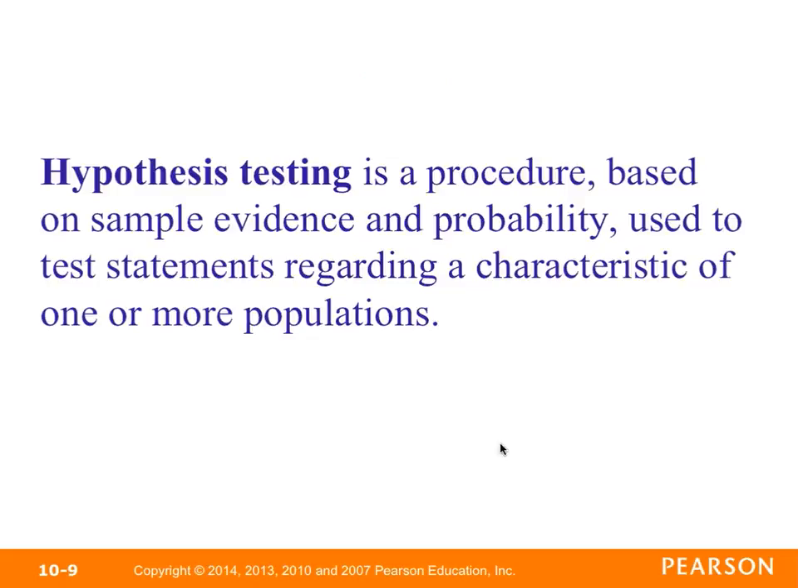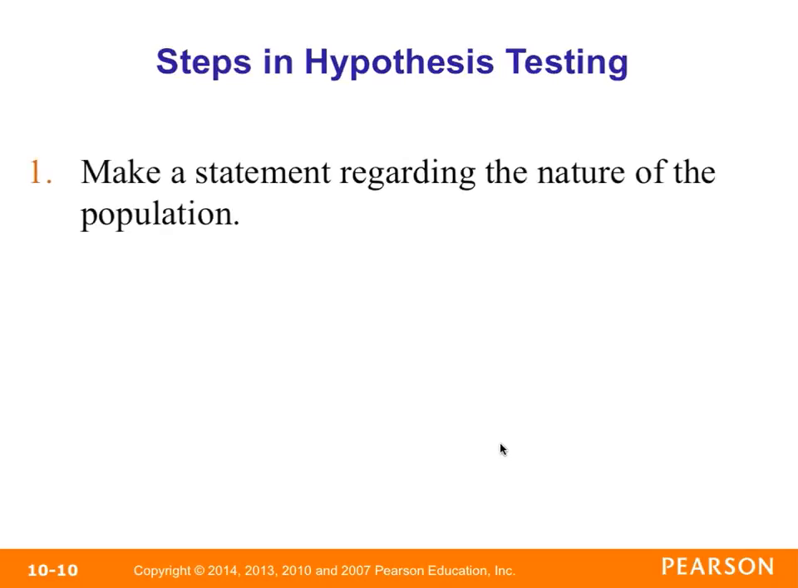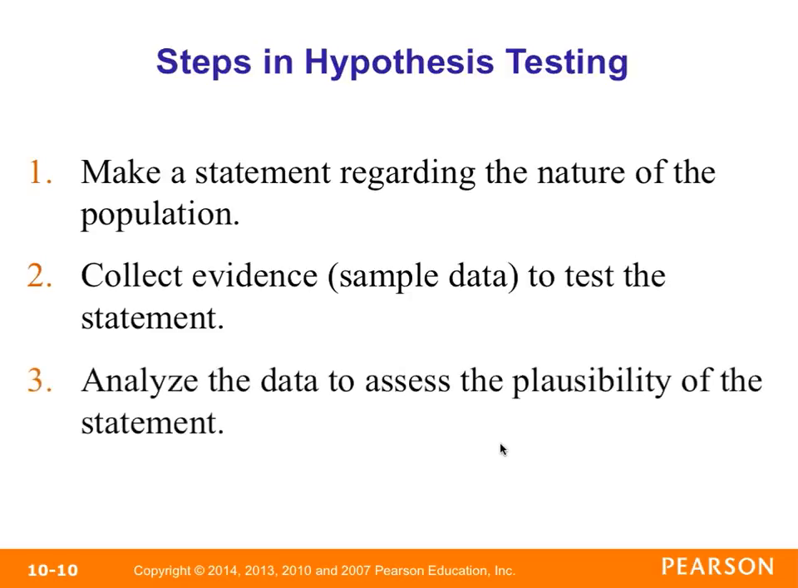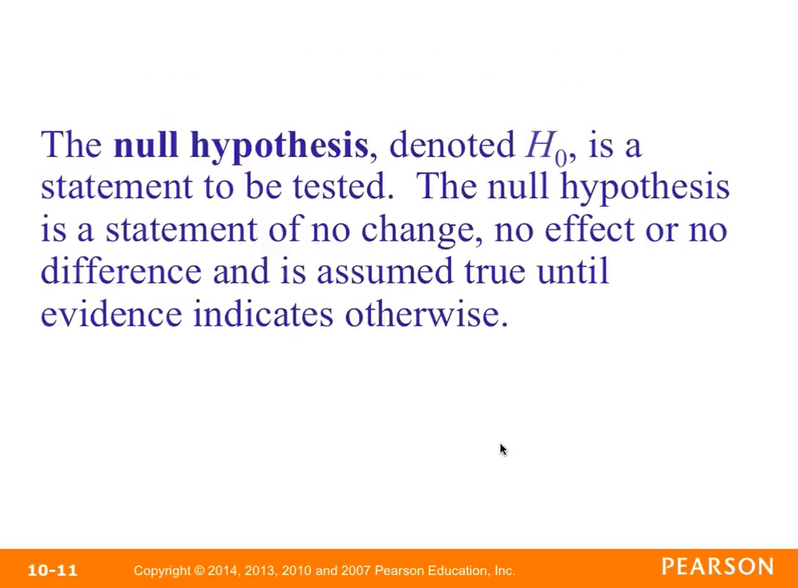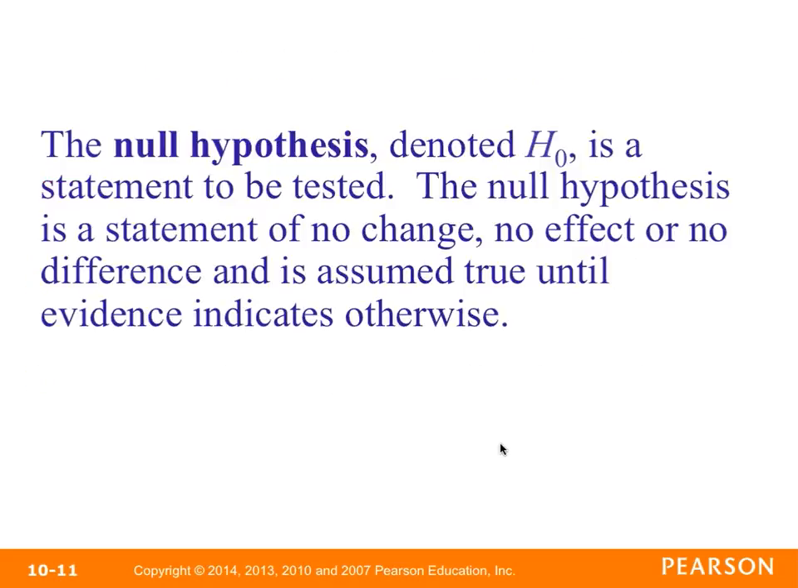Hypothesis testing is a procedure that allows us to do this. It allows us to take sample evidence and probability and test statements regarding the characteristic of one or more populations. There are several steps involved in hypothesis testing, and you don't need to memorize this, you just need to understand it. The first step is to make a statement regarding the nature of the population. Then you collect evidence, which is going to be your sample data, in order to test the statement. You analyze the data to assess the plausibility of the statement, and you make some kind of conclusion, which would be part of the analyze portion.